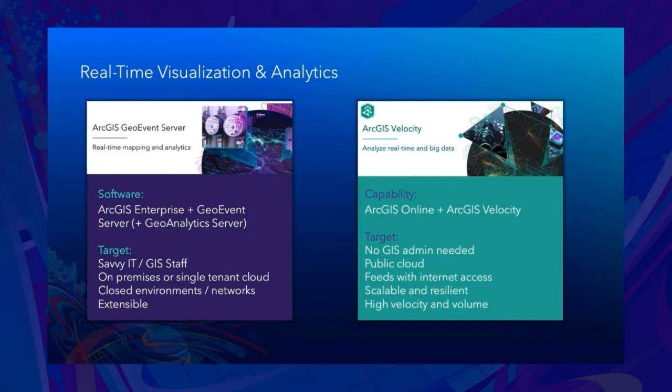ArcGIS Velocity runs in a secure but public cloud infrastructure, so it supports feeds available over the internet, and because the architecture is designed from the ground up to be cloud native, it can provide far greater scalability and resilience over traditional software options, supporting higher velocities and volumes of data than what is available with GeoEvent Server. Both products have full end-to-end control, providing solutions for your real-time visualization and analytic needs. It just comes down to what other deployment requirements you might need to consider.